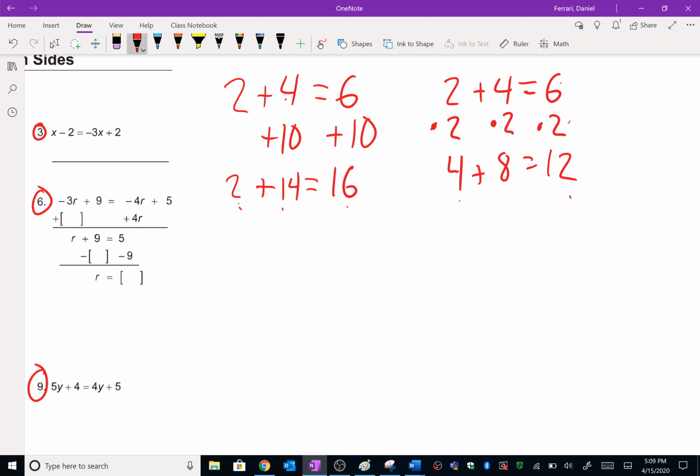So there's a subtle difference here between addition and subtraction and multiplication and division. Now I didn't show the division. Let's do one real quick. So we have 2 plus 4 equals 6.